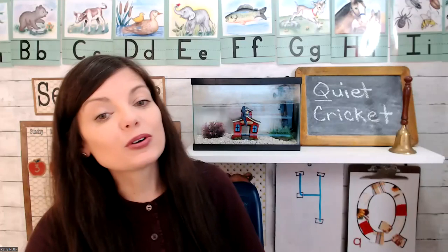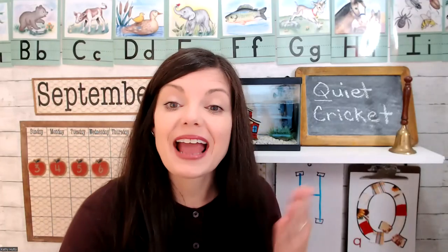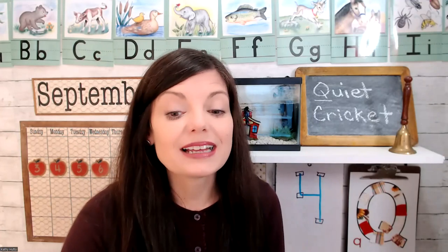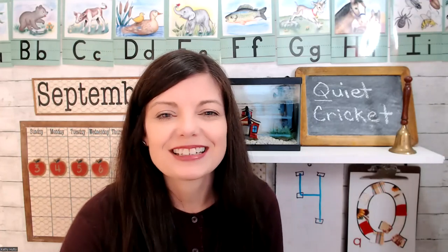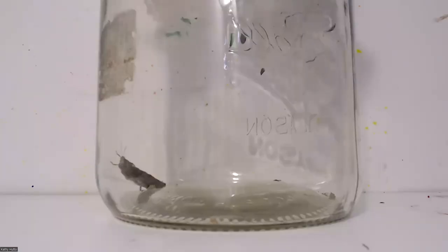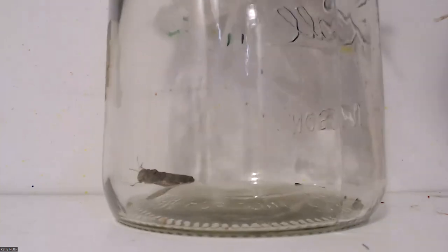I don't have a real cricket to show you, but I do have a grasshopper to show you, and they have the same body parts. So let's head back over to the table and I'll let you see the grasshopper I found. Take a look at this grasshopper I found. Now let me zoom out because I want you to be able to see the jar that I'm using.